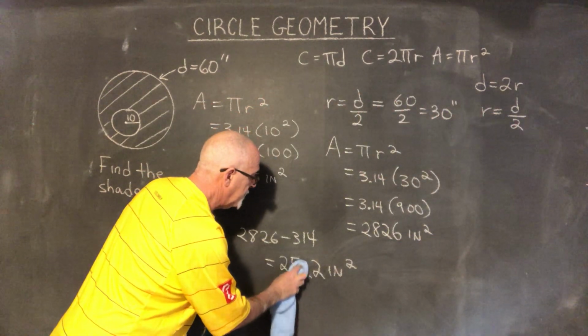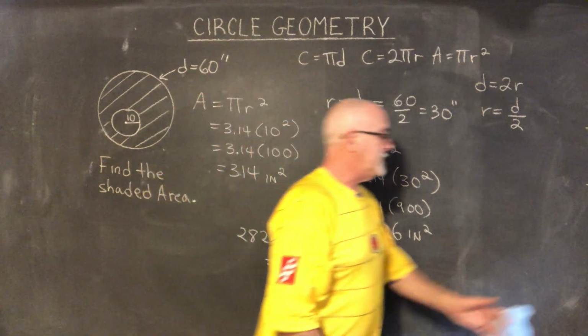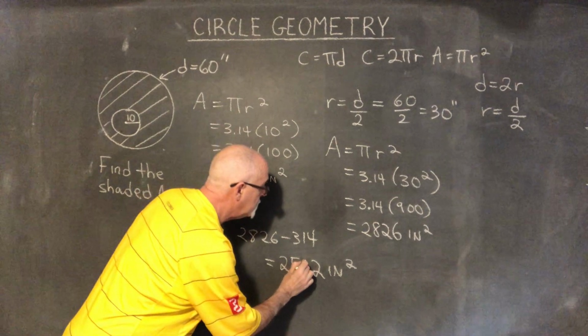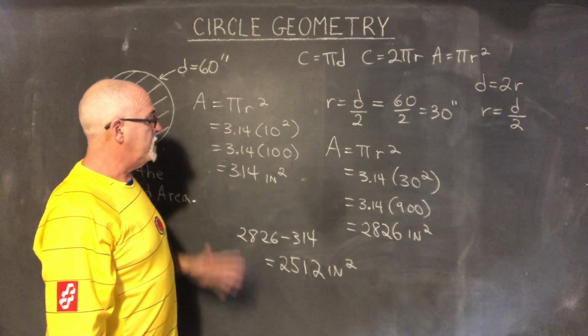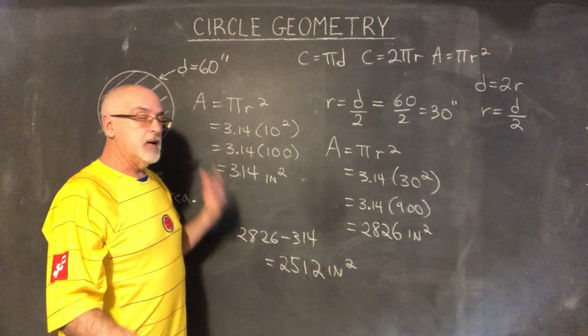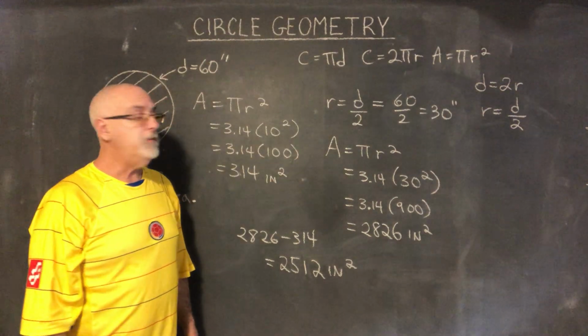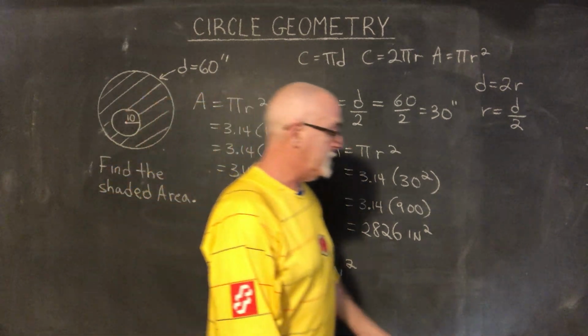2,512, not 2,522. And we see the dangers that are encountered by people who try to do math in their heads too often. 2,512 square inches is the answer. Not really a very wordy problem, but it was a multiple step problem, and it was fun. I hope that the students think it's fun.